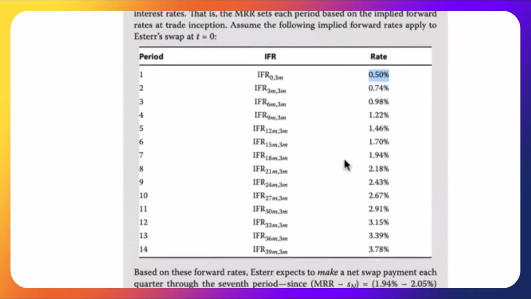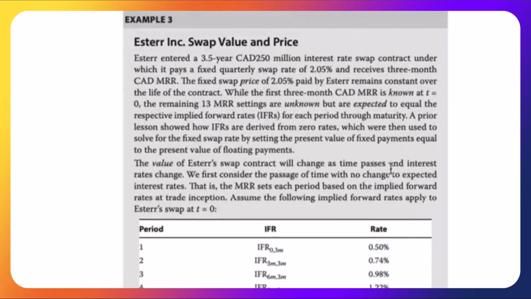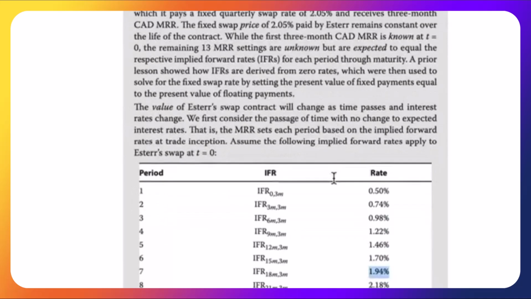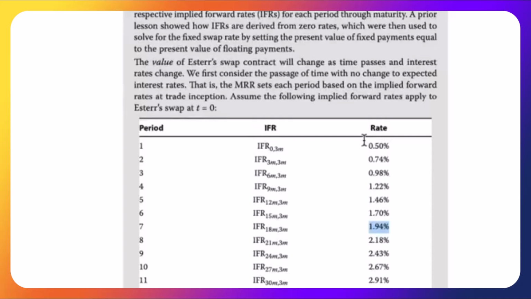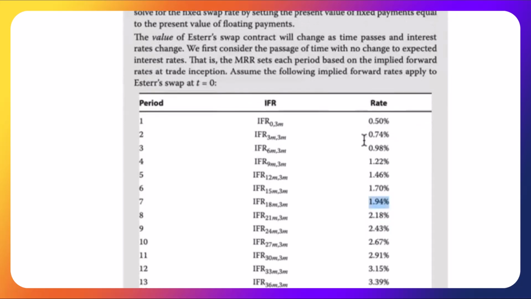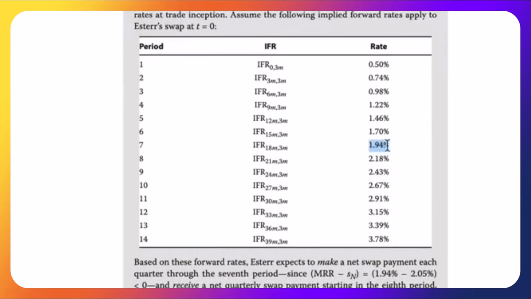What are they saying here? Well, look at the 7th period. This is the floating rate payment, right? We're a pay fixed, receive floating. What are we paying? We're paying 2.05. So on the first period, we pay 2.05. We get 0.5 back. We're going to make a net payment. We make a net payment all the way to the 7th period.